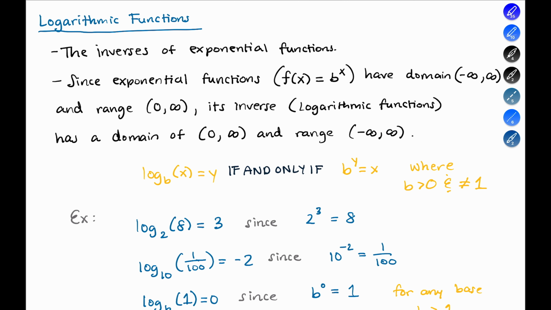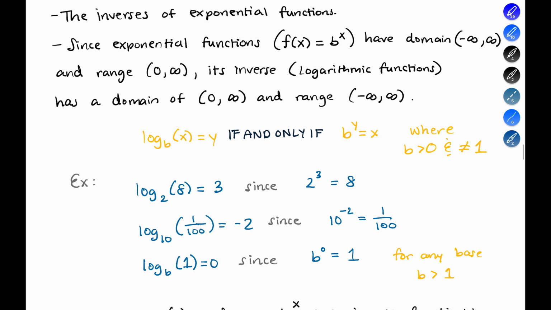So this is the general equation for a logarithmic function. It's log base b of x is equal to y. And that only works if b to the power of y is equal to x, where b is greater than 0 and not equal to 1, the same conditions that were used in exponential functions.